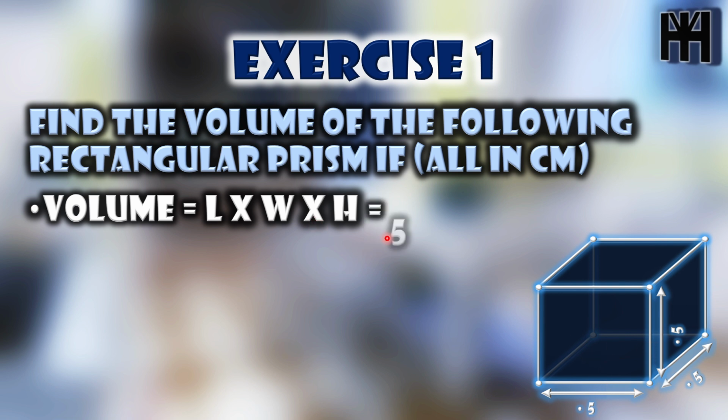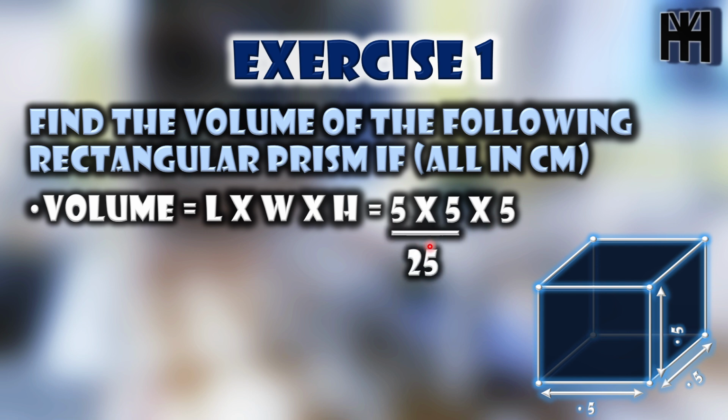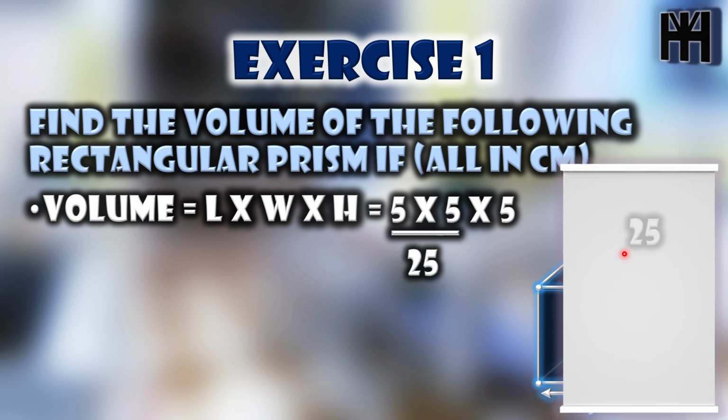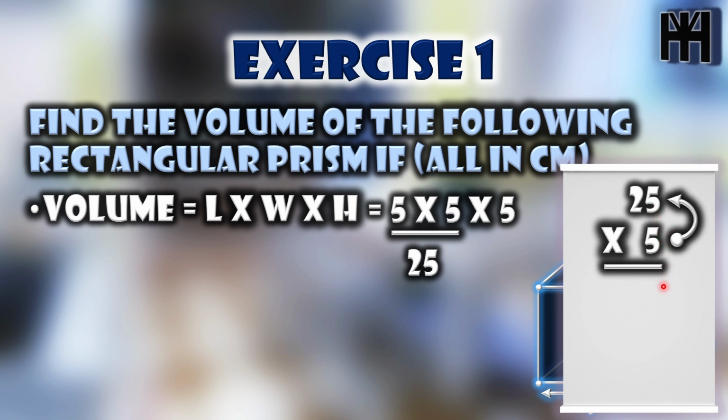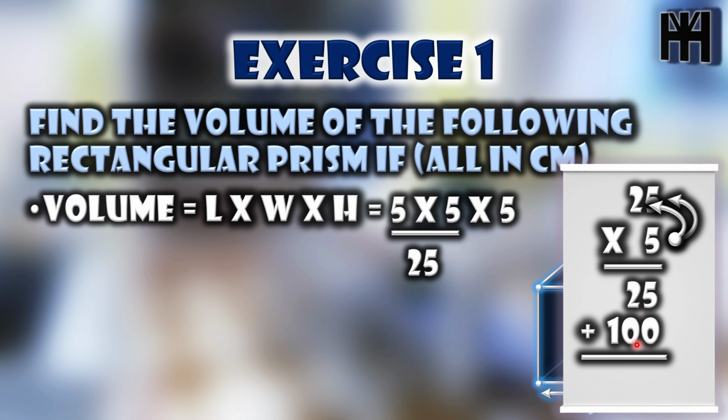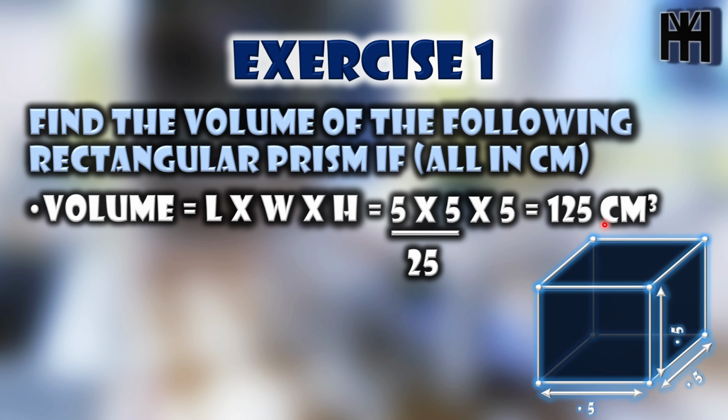So it's 5 times 5 times 5 because they're all the same. 5 times 5 is 25. So 25 times 5: 5 times 5 is 25, and 5 times 20 is 100, because 5 times 2 is 10, so 5 times 20 is 100. Let's add them: 25 plus 100 is 125. So the answer will be 125 centimeters cubed, because volume will always be cubed.